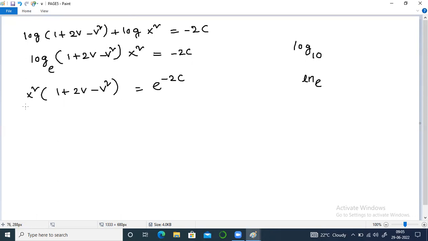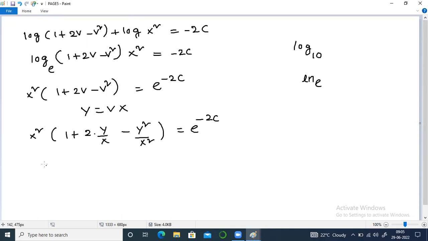How to convert? Firstly, v you have to convert. You know that y is equal to vx. It means v is equal to capital Y by capital X. So capital X square into 1 plus 2 into capital Y by capital X minus capital Y square divided by capital X square is equal to e to the power minus 2c. So capital X square plus 2 into capital X capital Y, minus capital Y square is equal to e to the power minus 2c.